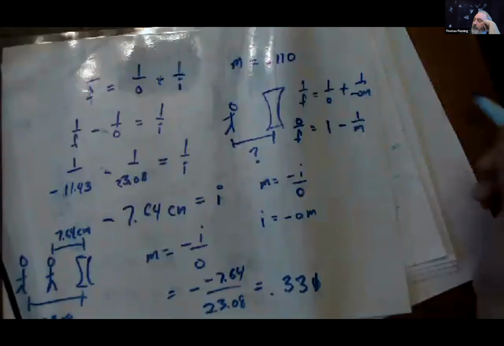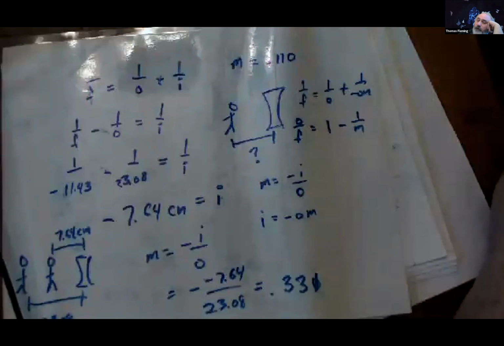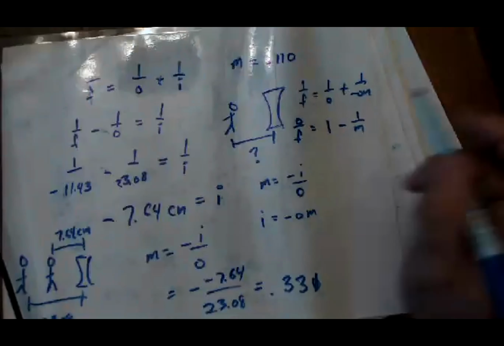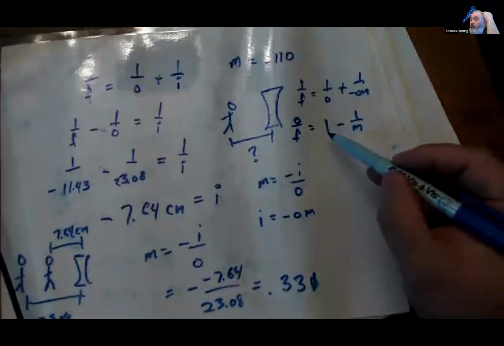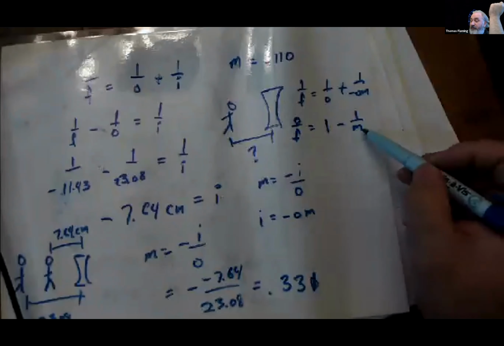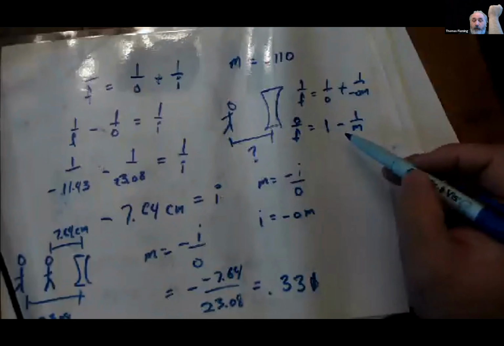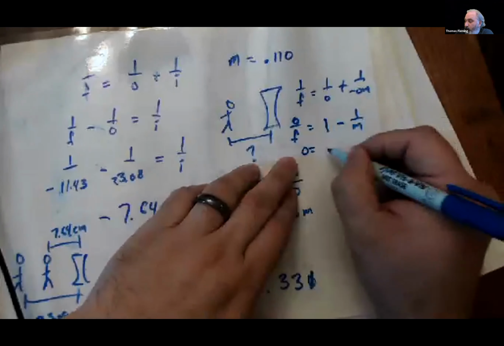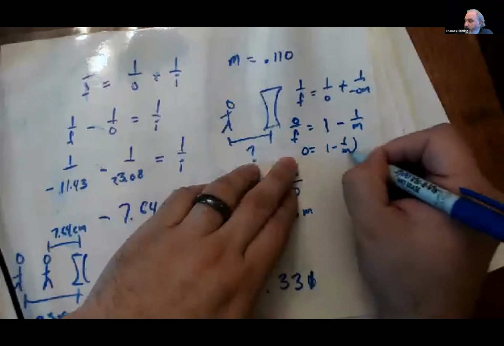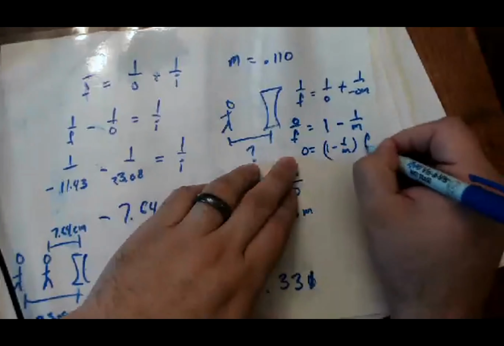I just multiplied both sides of the equation by O. And all the things that had an O in the denominator, the O's cancel, leaving behind this. And notice 1 is a number. M is a number. This is a number. So now to get O, O is going to be this 1 minus 1 over M times F, times the focal length.